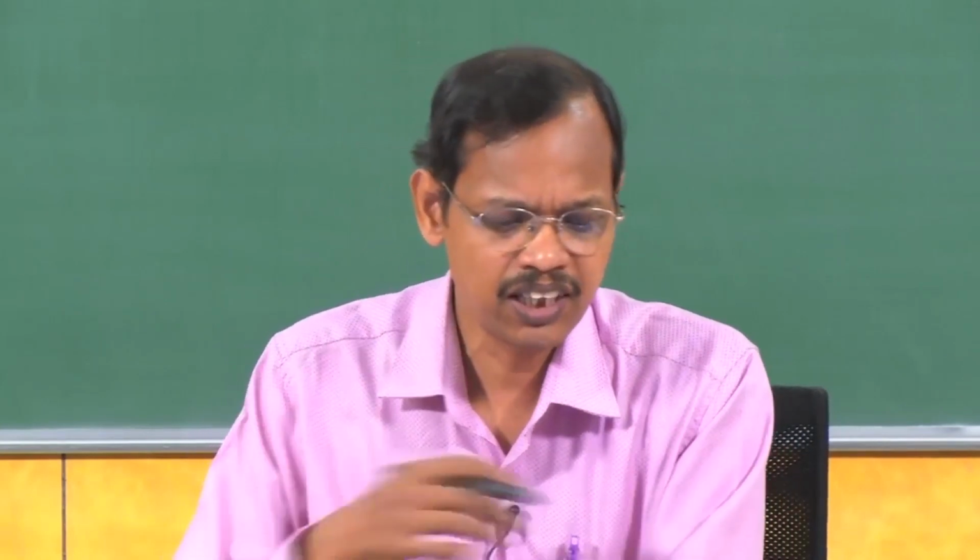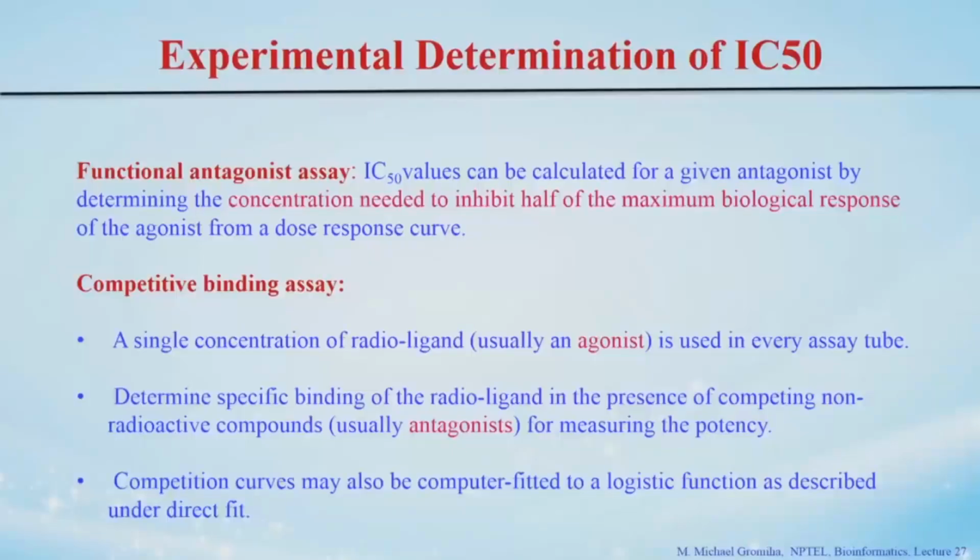Then how to get the experimental data, right, they have various experimental techniques used to get the IC50s. One is a functional antagonist assay. So, you can get the IC50 values for any antagonist by determining the concentration needed to inhibit half of the maximal biological response of the agonist from the dose response curve. We can get the dose response curve, and you can see how much concentration is required to inhibit the maximal biological response.